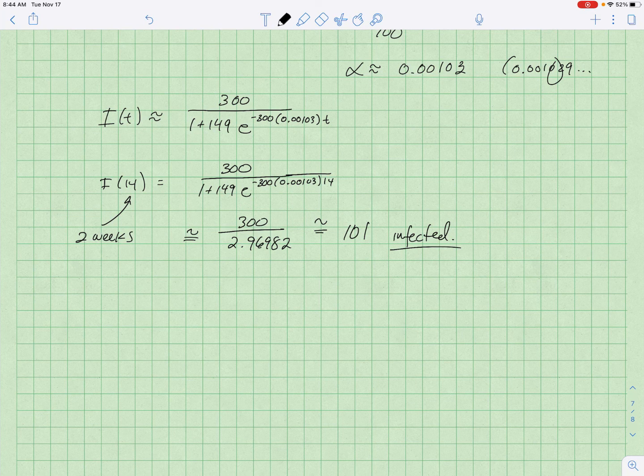Anyway, that's the idea, and it's your job to go practice solving this problem start to finish with some different initial conditions and solving that differential equation. Okay.